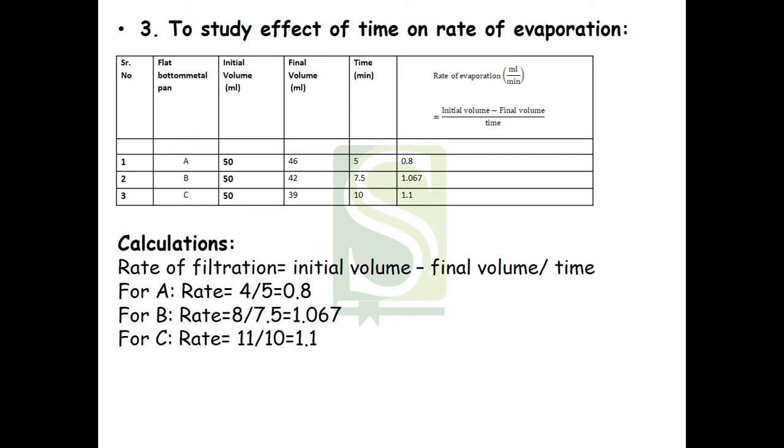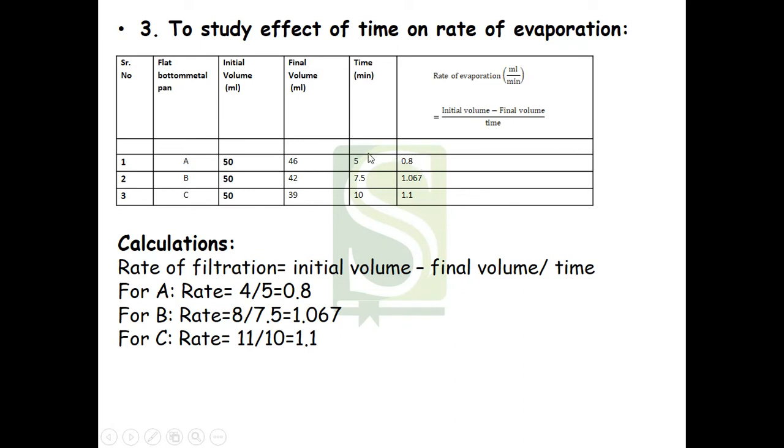That 0.8 value we have put in this table. For beaker B, the volume which remained was 42. So initial volume minus final volume, 50 minus 42 gives 8, and the time was 7.5. So 8 by 7.5 gives 1.067. That value we have added in the table. And the last was beaker C, which was heated for 10 minutes. The final volume remaining was 39. So 50 minus 39 gives you 11, and 11 by 10 gives you 1.1. Now we have added this value here.